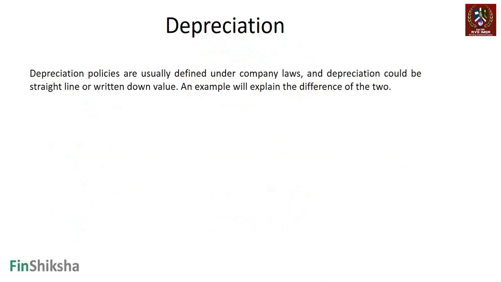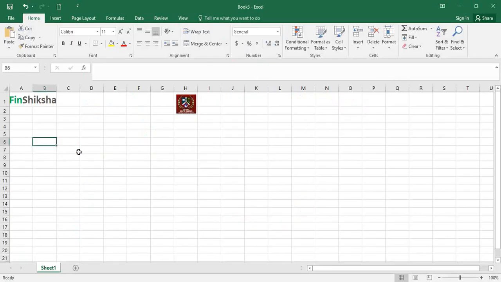Now, depreciation policies are usually defined under company laws, and it can be something called straight line or written down value, right? So there is a straight line method or there is a written down value method. An example will explain the difference of the two. So to understand the example, let's actually go to an Excel file. So let's say we buy the truck for 10 lakh rupees in year 1, right?